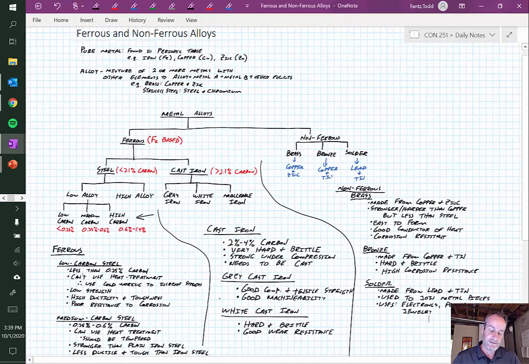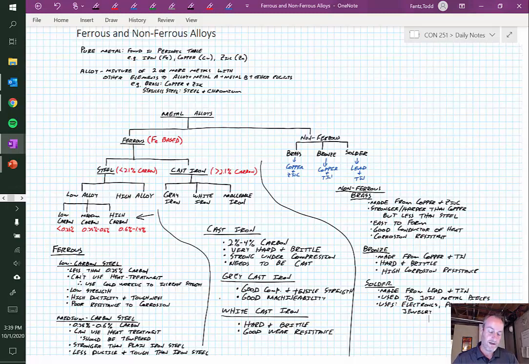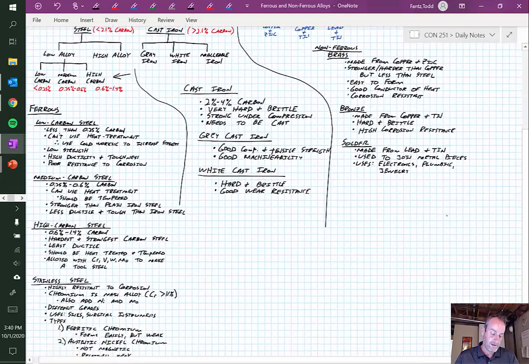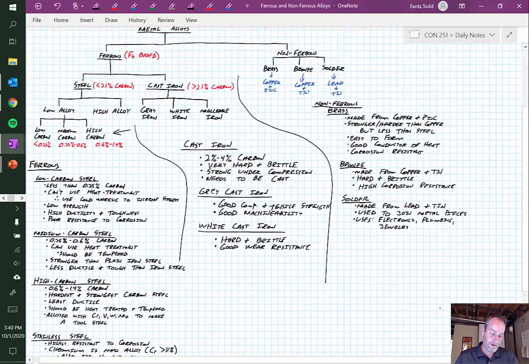But the idea is we have these ferrous and non-ferrous materials. The difference being if they are iron-based or not. Our ferrous materials can be subdivided into steel or cast iron. Cast iron, we have gray, white, or malleable. Steel, we have low alloy or high alloy. With the low alloys, we can look at their carbon content and define them as either low carbon, medium, or high carbon. And for the non-ferrous, we looked at three: brass, bronze, and solder. And we had characteristics of every one of those.